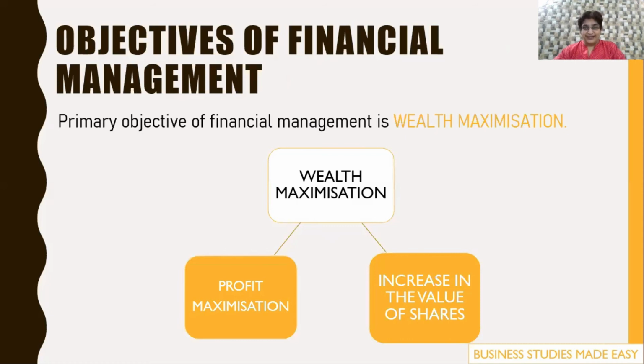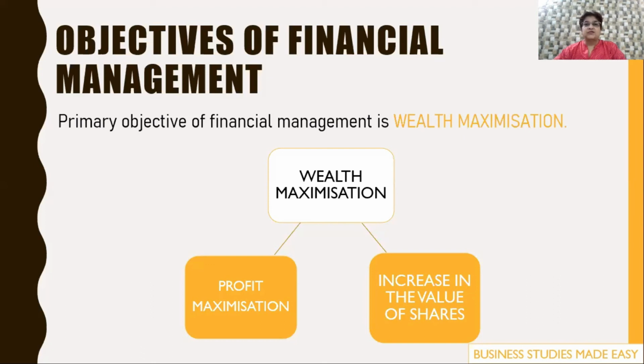Now let us do the objective of financial management. The primary or the main objective is wealth maximization. But wealth maximization cannot be achieved by itself unless it is assured with profit maximization. Profit maximization in the short run and increase in the value of shares in the long run constitutes wealth maximization. Any company can make profit in the short run, but if they consistently make profit over a period of time, then the value of the shares of that company increases. So together, profit maximization and increase in value of shares leads to wealth maximization of the company.